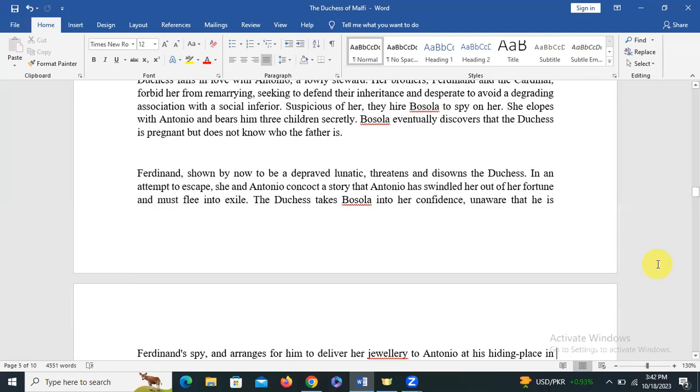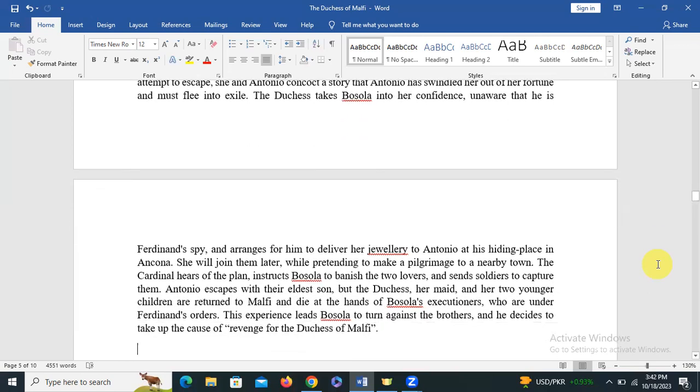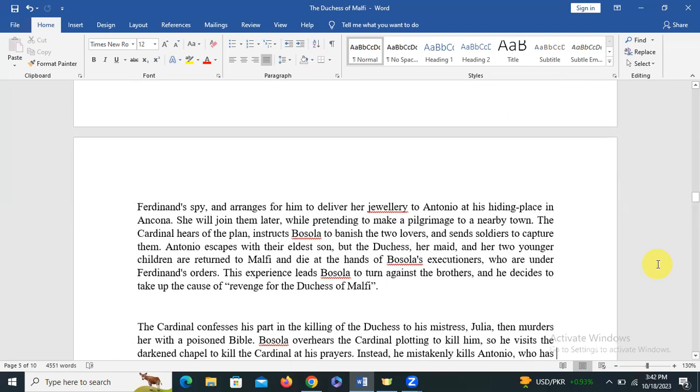Ferdinand, shown by now to be a deprived lunatic, threatens and disowns the duchess. In an attempt to escape, she and Antonio concoct a story that Antonio has swindled her out of her fortune and must flee into exile. The duchess takes Bosola into her confidence, unaware that he is Ferdinand's spy, and arranges for him to deliver her jewelry.